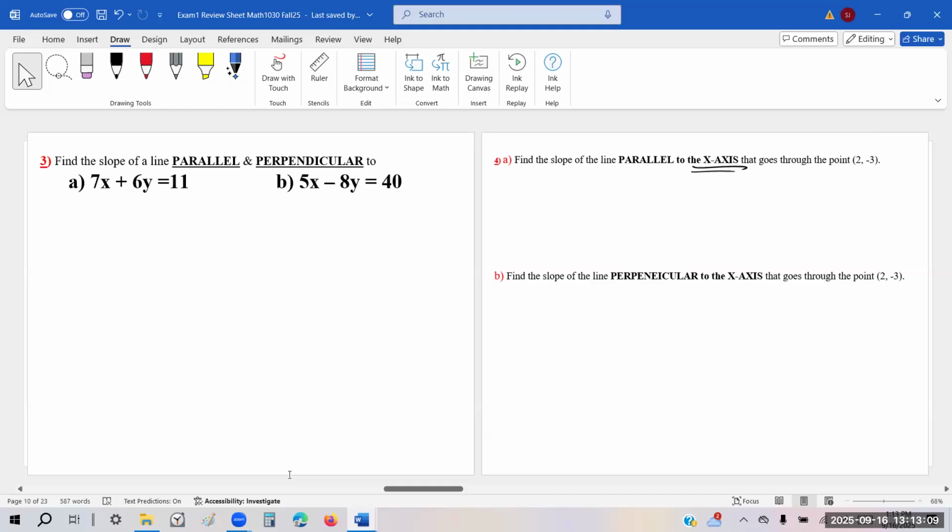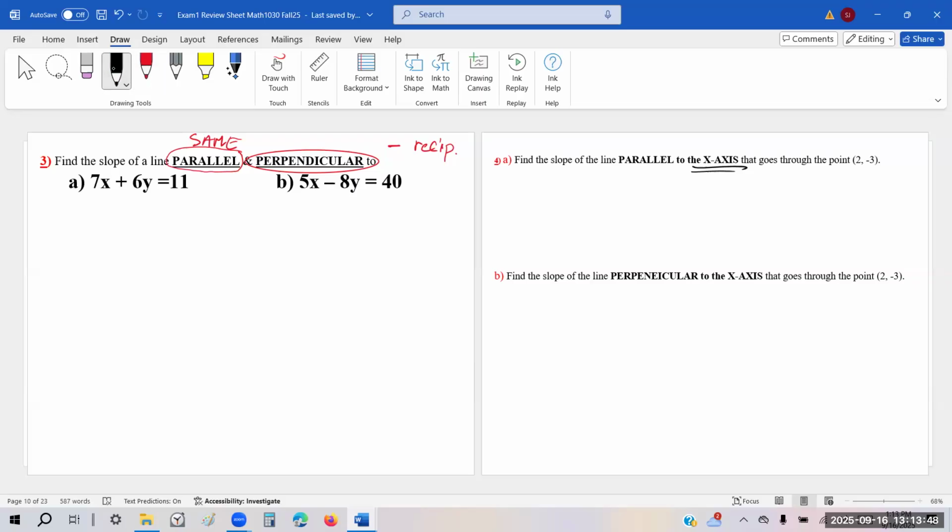So starting from 8.1, 8.2, question number 3. Find the slope of the line parallel and perpendicular to this given slope. Do you remember how you start this question? Parallel lines have what type of slope? Same slope. And perpendicular lines have what type of slope? Negative reciprocal. It means the sign will be opposite and you have to flip your fraction.